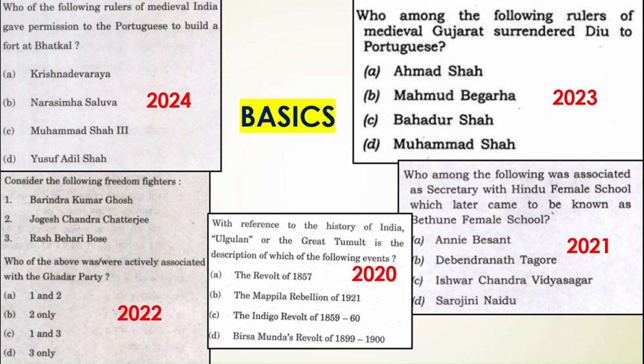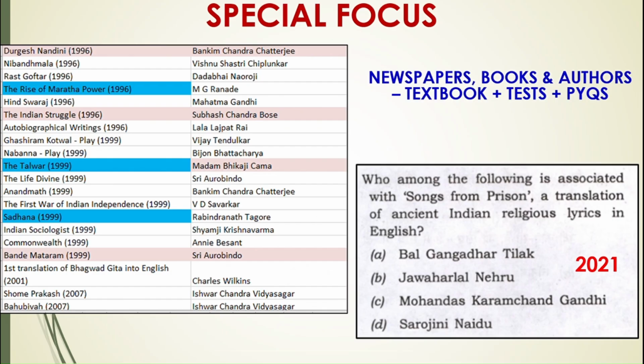So please pause and look at these questions. These are directly from the book. Now we'll be talking about certain factual aspects that you will have to do extra. So special focus on newspapers, books and authors. You can see the list that I've added here on the left. These are the PYQs that were asked.